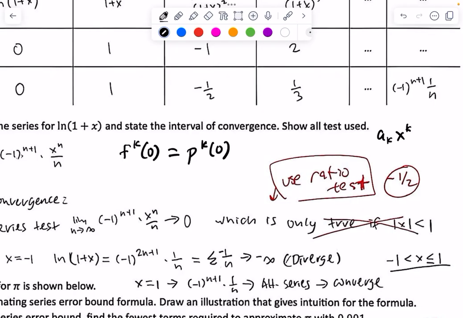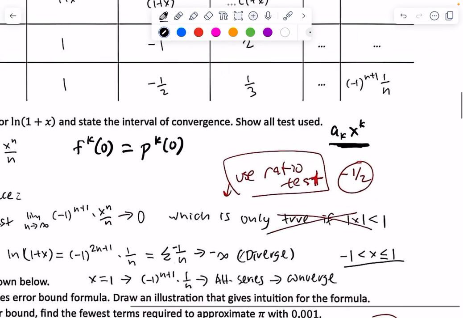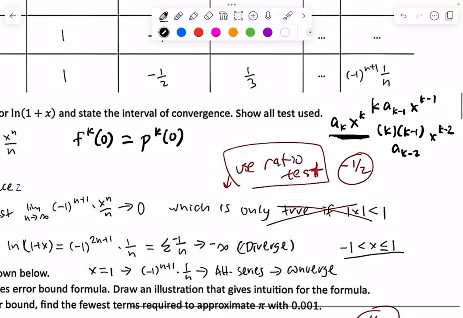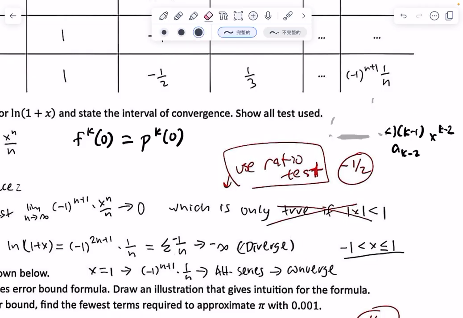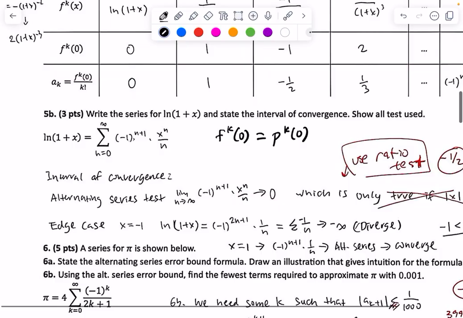When we take the kth derivative, ultimately, this thing by the power rule will become a_k times k times x to the k minus 1, and then k(k minus 1) a_k times x to the k minus 2. And then when we differentiate k times, we will ultimately get this coefficient multiplied by k factorial to be the kth derivative of p. And so that's where this formula comes from.